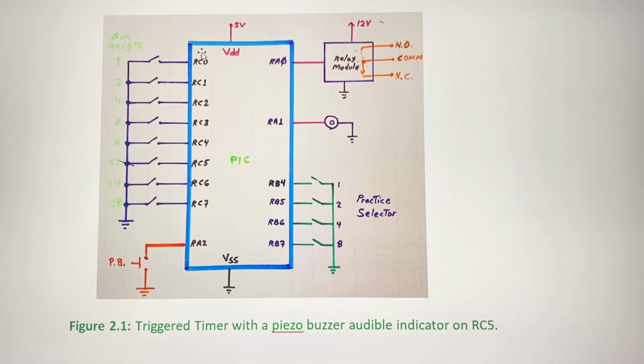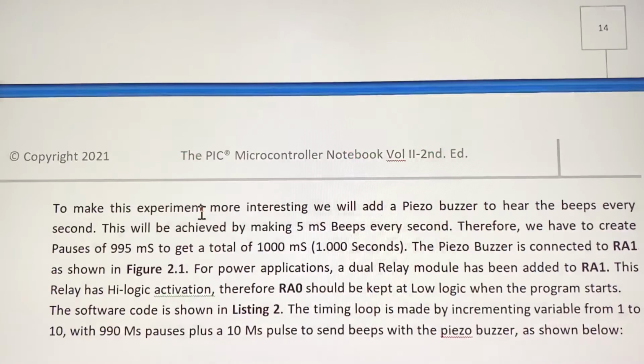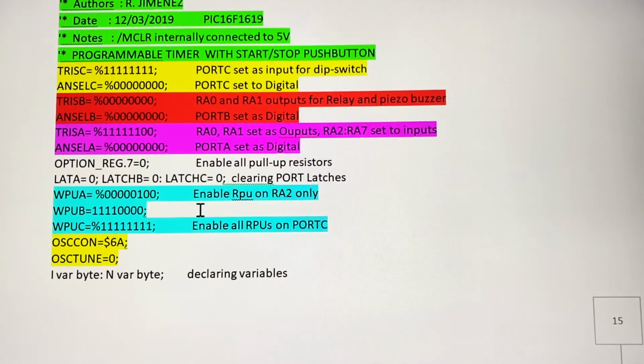Right here, all the switches are here, and all the resistors are right here, internally the pull-up resistors on port C. And finally here we select OSCCON equal to 6A hexadecimal to work at a 4 megahertz clock, OSCTUNE equal to 0. We declare two byte variables, which are named I and N.